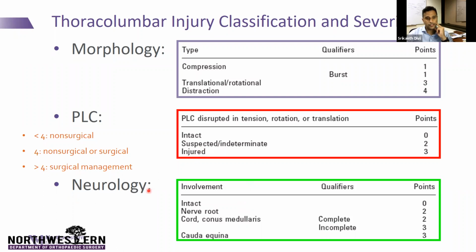And neurology, this is the neurological status of the patient. So if it's like a nerve root injury, that's less concerning than obviously a cauda equina. So 4 is a decision point to make for the surgeon, based on kind of the whole clinical picture.